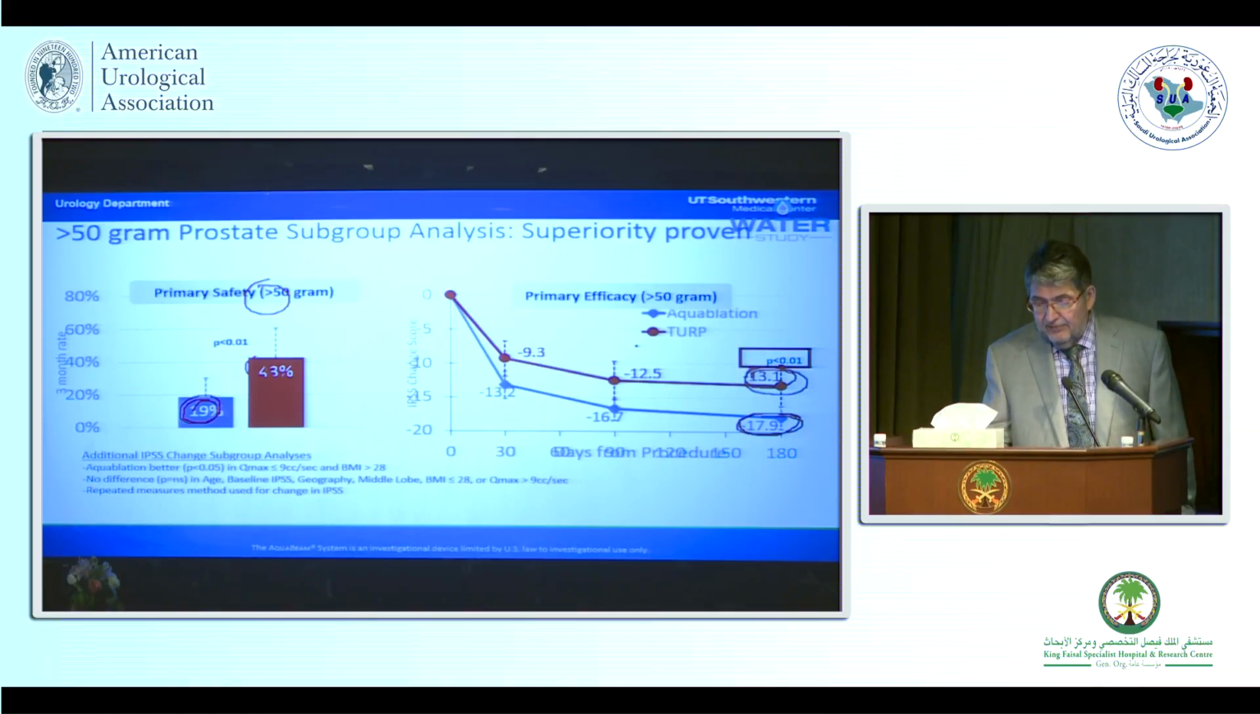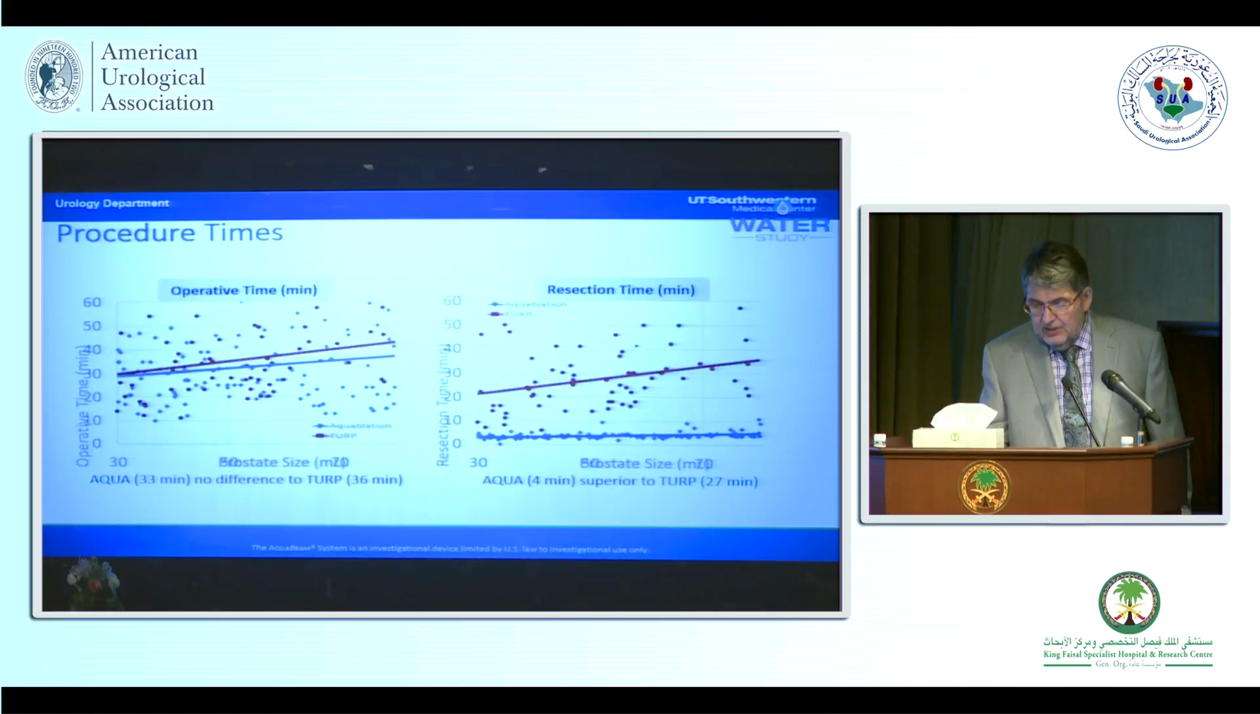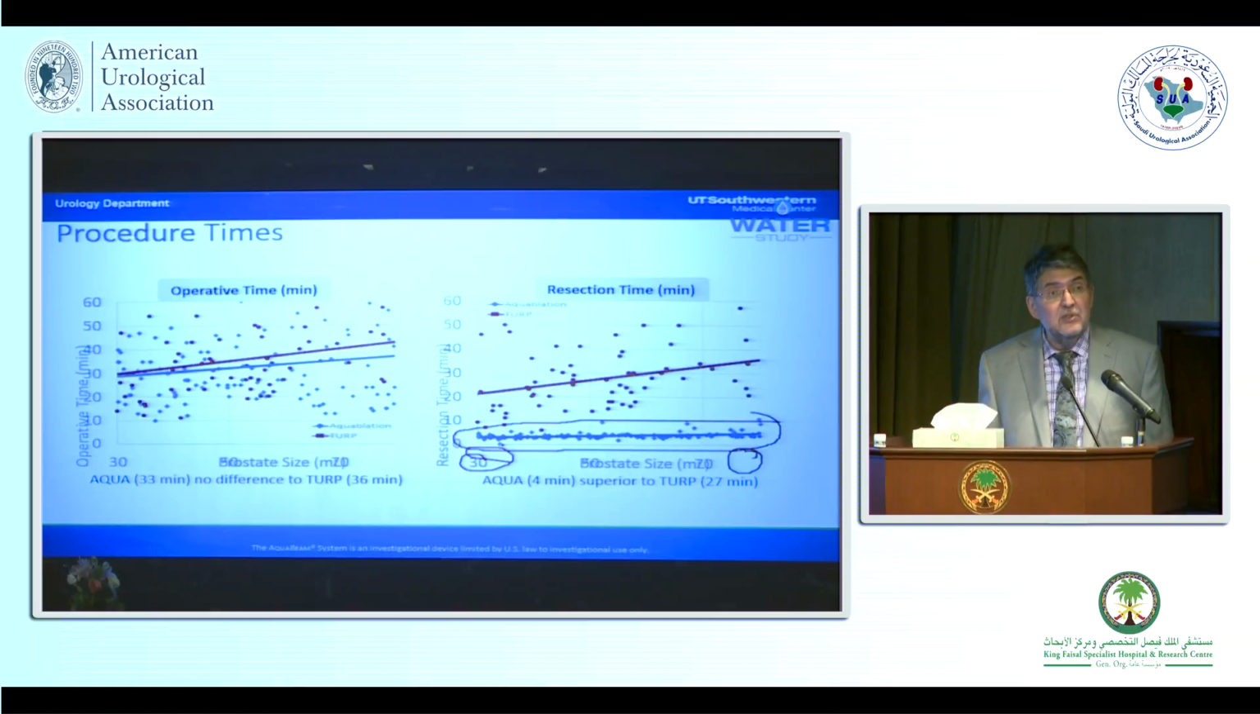And interestingly enough, if you look at the time point of treatment, the duration of the actual ablation is size independent. So whether the prostate is 30 grams or 80 grams, it takes always 2 to 3 minutes. And of course with the TURP, the resection time increases with size.